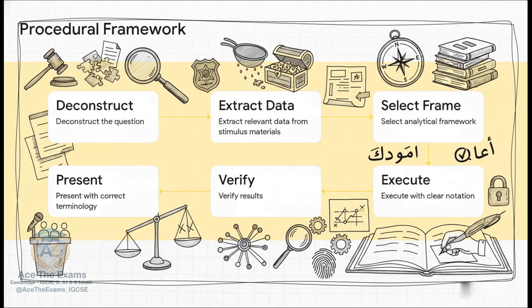And this brilliantly illustrates our 6-step procedural framework. You have to meticulously deconstruct the stimulus materials, extract the key data, select your analytical framework, execute with clear notation, verify your results, and present them correctly. When you're dealing with a complex 15-mark topic like law and order, you don't just start writing blindly. You pause. You deconstruct the command words. You extract the specific context. If the prompt is about cybercrime, your selected framework must address digital law enforcement, not just traditional street policing. Following this exact 6-step routine ensures you systematically cover all the assessment objectives without fumbling the ball under pressure.